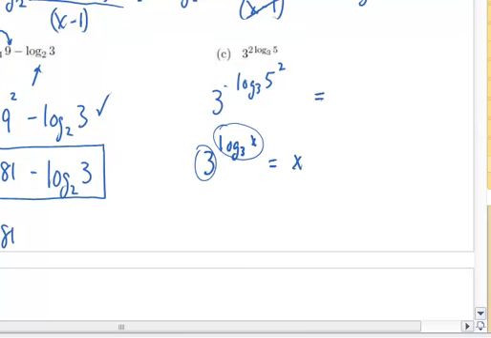So using that rule for exponentials, we can just simply say that the 3 and the log base 3 cancel, and you're just left with 25 as your answer, because 5 squared is 25.